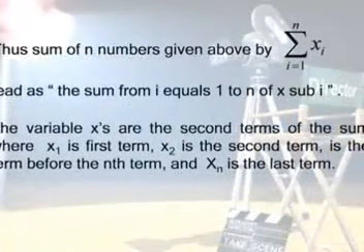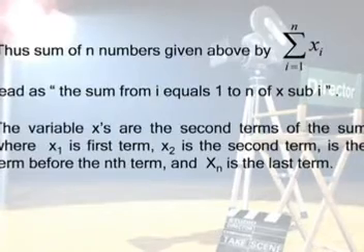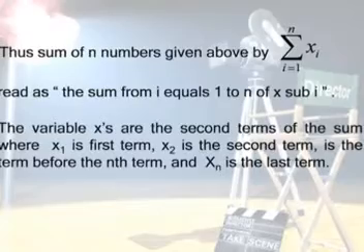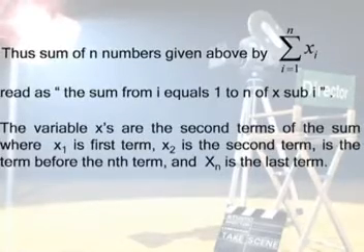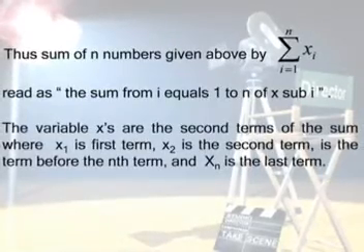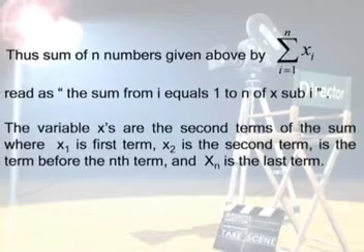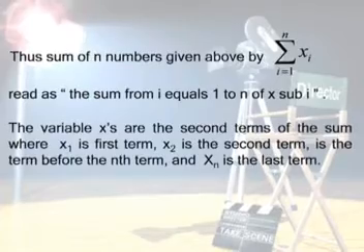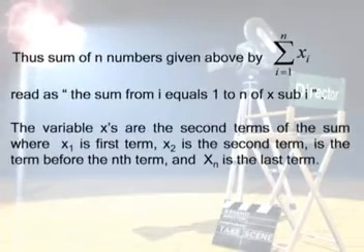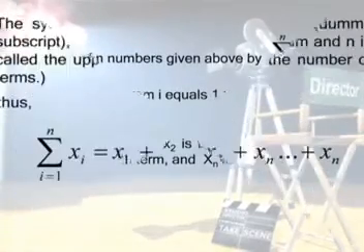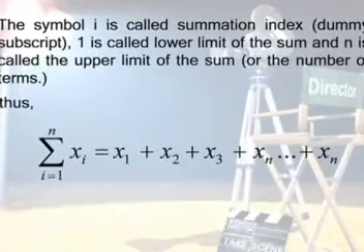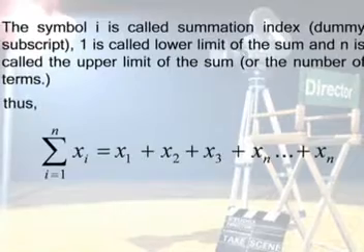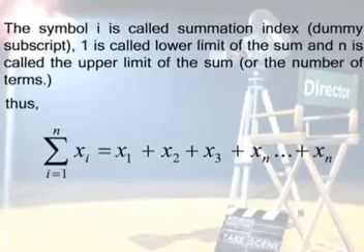Thus, the sum of n numbers given above is read as the sum from i equals 1 to n of x sub i. The variable x's are the terms of the sum, where x sub 1 is the first term, x sub 2 is the second term, x sub n minus 1 is the term before the nth term, and x sub n is the last term. The symbol i is called the summation index, 1 is called the lower limit of the sum, and n is called the upper limit of the sum.